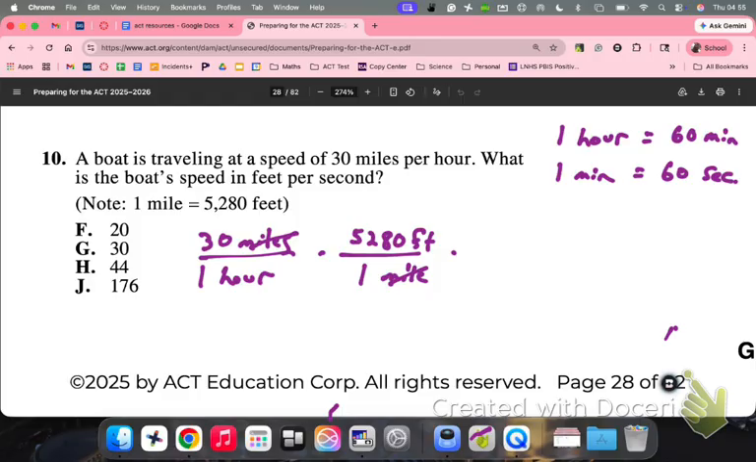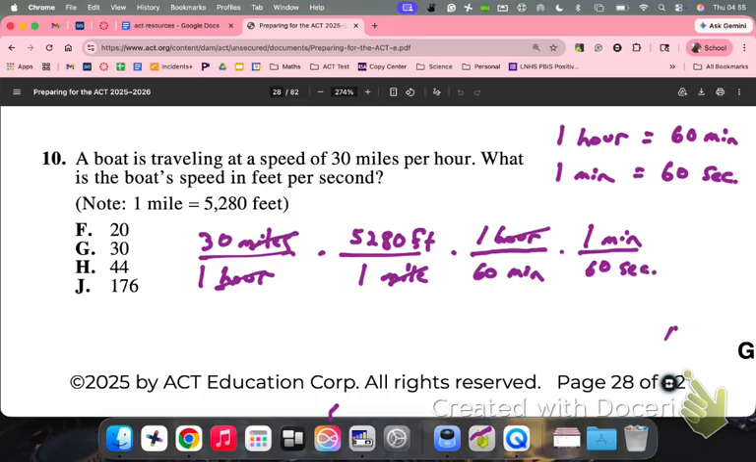Now I need to convert from hours to seconds. So I know that 1 hour equals 60 minutes. So I put hours on top so that it would cancel with hours on bottom here. And if I did the math now, I would get feet on top and minutes on bottom. That's feet per minute.